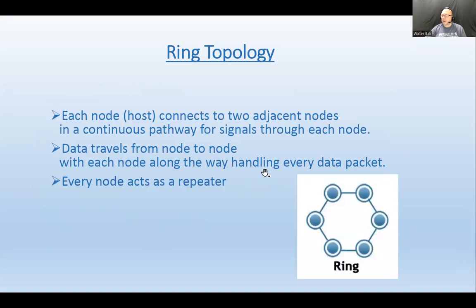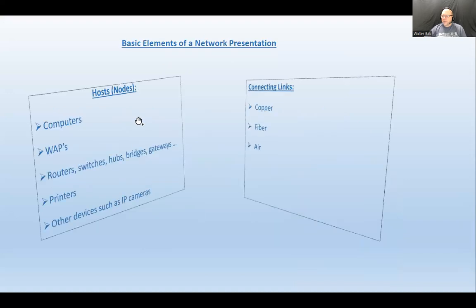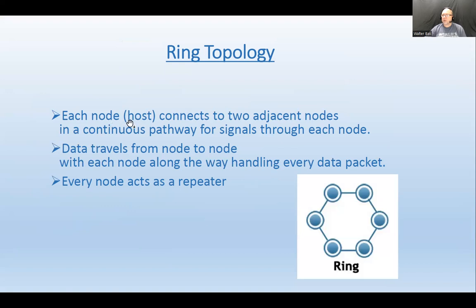All right. So first, we're going to talk about something called a ring topology. This is a symbol for a ring topology. And what is it that I wrote here a couple of years ago? In ring topology, each node or host, so computers would be nodes or hosts, same thing, each node or host connects to two adjacent nodes. Well, that's how the symbol suggests. If this is a node, it connects to two adjacent nodes in a continuous pathway for the signal through each node. So the signal has a continuous pathway through the ring topology.